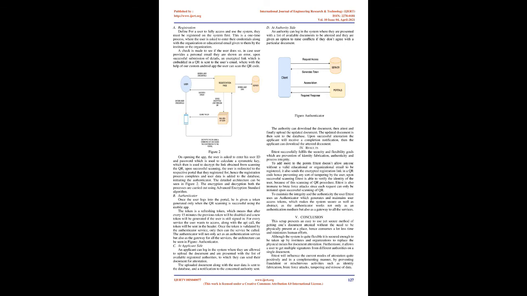B. Authenticator. Once the user logs into the portal, he is given a token generated only when the QR scanning is successful using the mobile app. The token is a refreshing token, which means that after every 15 minutes the previous token will be disabled and a new token will be generated if the user is still signed in. For every service the user wants to access, along with the API call, the token will be sent in the header. Once the token is validated by the authenticator service, only then can the service be called. The authenticator will not only act as an authentication service but also as the gateway for all the services. The architecture can be seen in the figure.